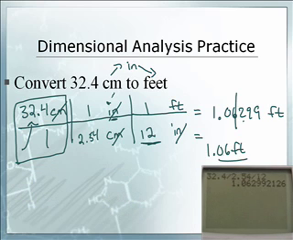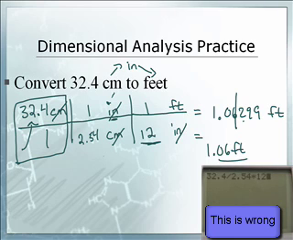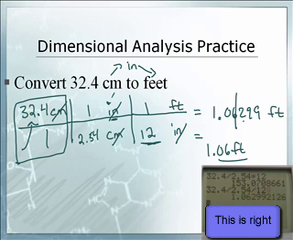Guys, don't make the mistake of hitting the times button. Let me show you what not to do. Don't go 32.4 divided by 2.54 times 12. That doesn't work. It works if you use parentheses, but just don't do it. You get the wrong answer. Instead, 32.4 divided by 2.54 divided by 12. And that's how you put it in.